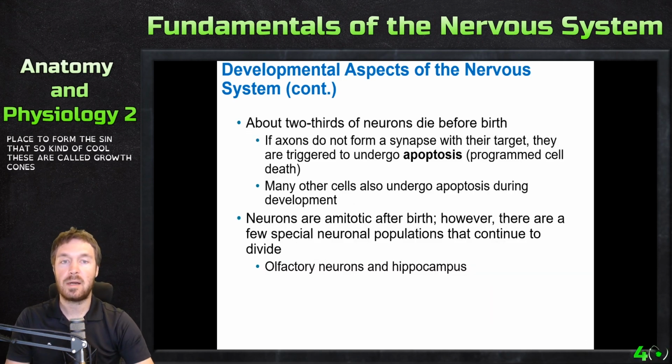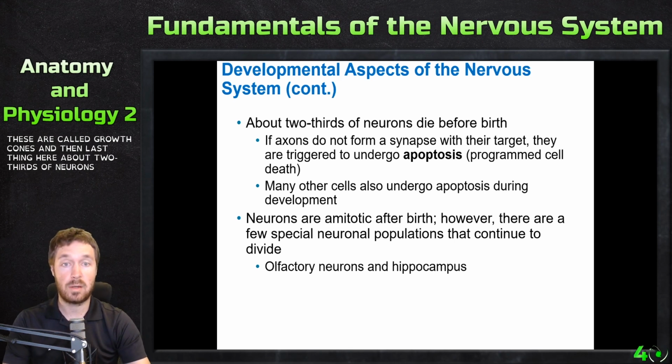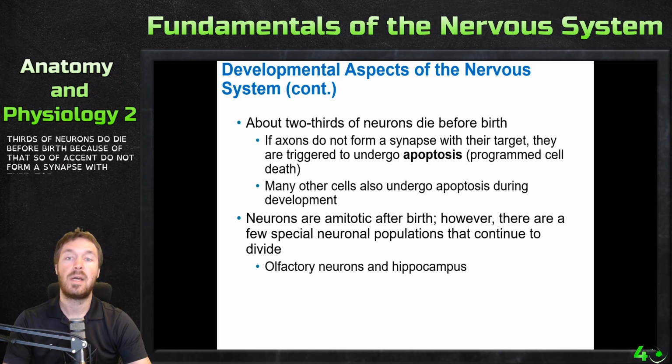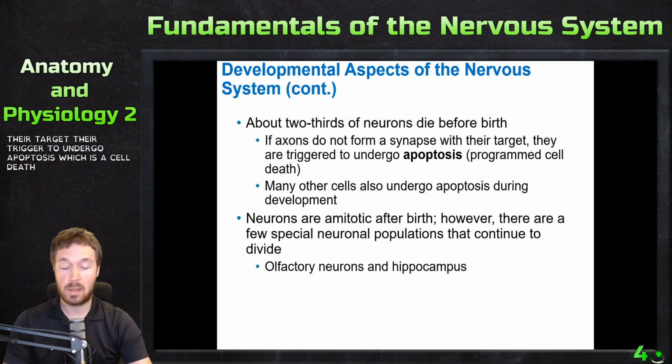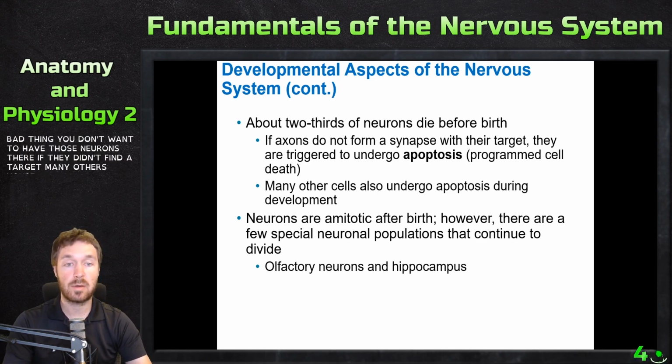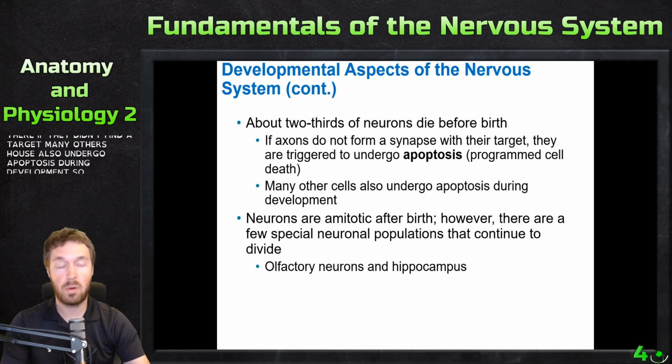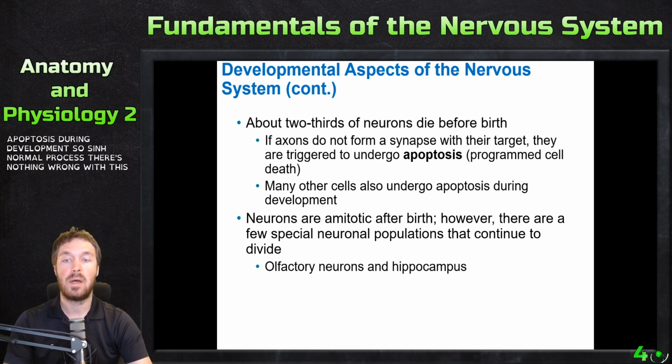And then last thing here, about 2/3 of neurons do die before birth because of that. So if axons do not form a synapse with their target, they are triggered to undergo apoptosis, which is the cell death. Cell death isn't a bad thing. You don't want to have those neurons there if they didn't find a target. Many other cells also undergo apoptosis during development, so it's a normal process. There's nothing wrong with this.